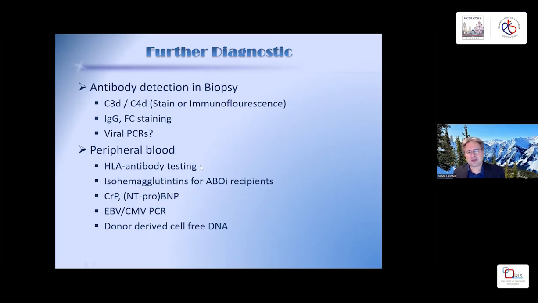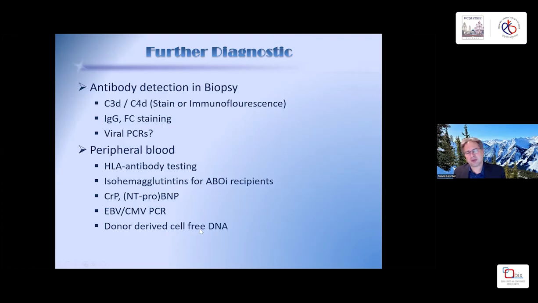HLA testing is routine for us whenever we see somebody coming with rejection. We would also check for isohemagglutinins if they're ABO incompatible recipients. CRP and NT-proBNP give you a sense of inflammation and heart failure, but are not specific. EBV and CMV PCR because they would have specific treatments. And then the newest kid on the block is donor-derived cell-free DNA that appears to be very sensitive and specific in regards to acute rejection.